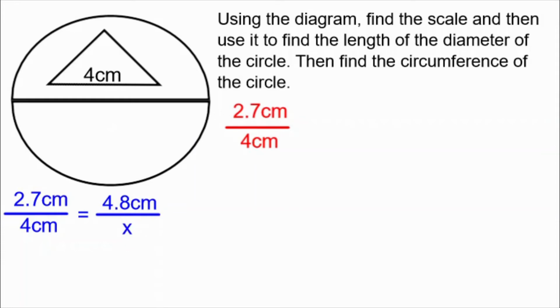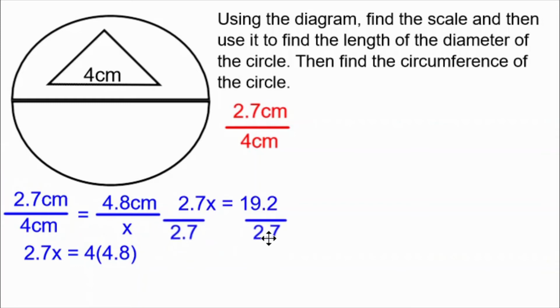I solved this proportion with cross multiplication. 2.7x equals 4 times 4.8. The 4 times 4.8 simplifies to give me 2.7x equals 19.2. I divide both sides by 2.7 so that I can isolate my variable. These cancel. My x is isolated and is equal to 7.1. 7.1 centimeters is the real length of the diameter.